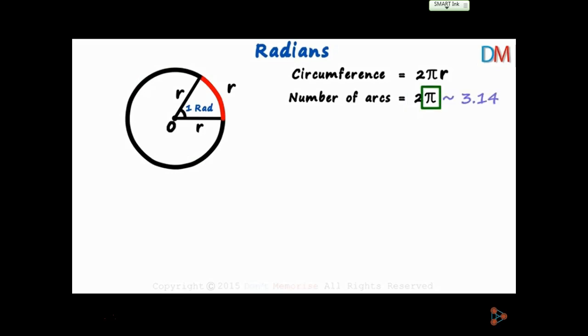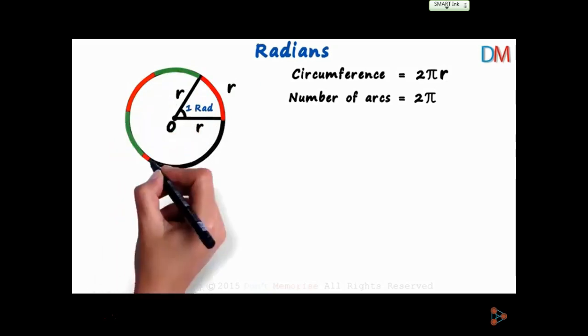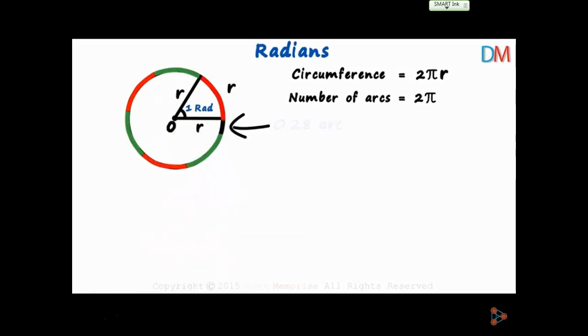As pi is approximately 3.14, we would need 6.28 arcs to cover the circumference. So your guess of 6 was close. How would it look? This is 1 arc, 2, 3, 4, 5, 6, and a little part left for 0.28 arc, or 28% of an arc. So we need 2 pi arcs to cover the entire circumference.